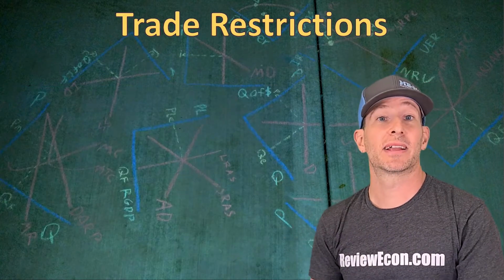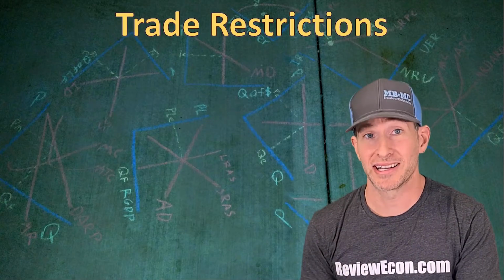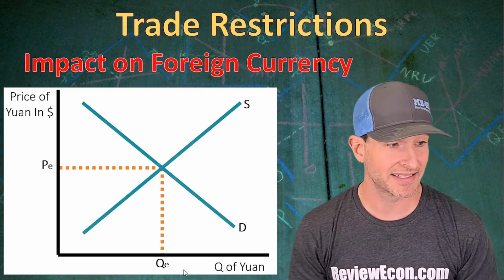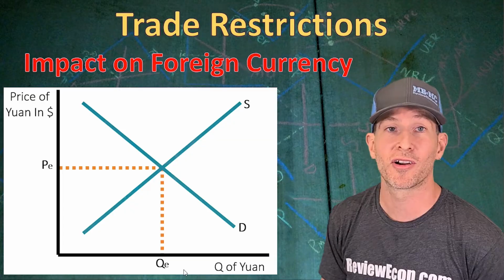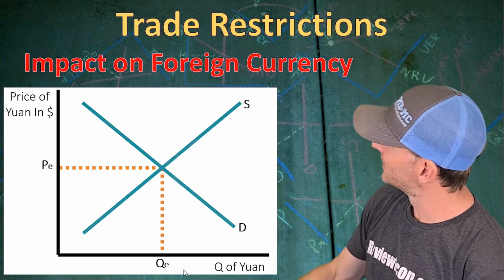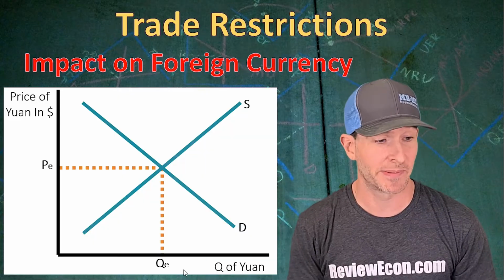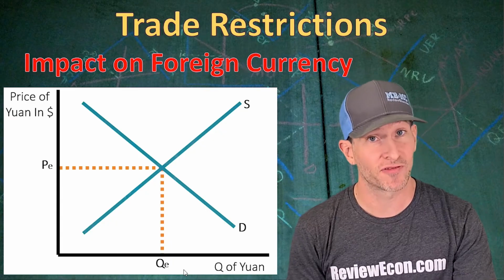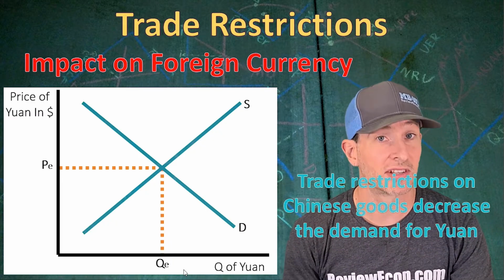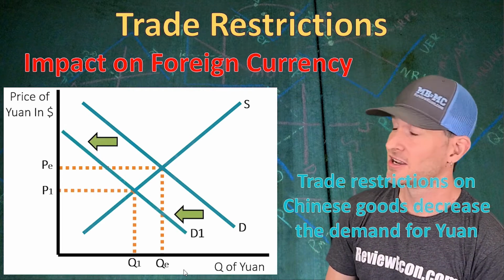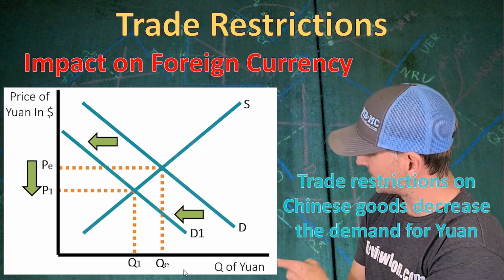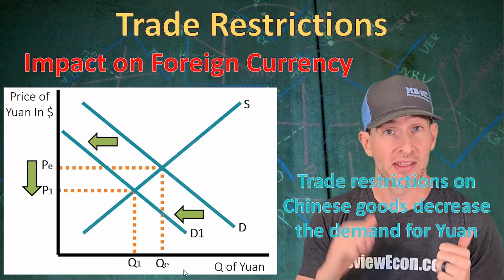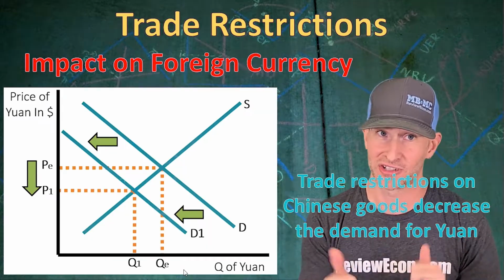On the flip side, we're going to take a look at the impact on the foreign currency here, in this case, the Chinese yuan. So here we have a foreign exchange market for the Chinese yuan. We have quantity of yuan on the x-axis there, and we have the price of yuan in US dollars on the y-axis. Again, we have a downward sloping demand curve, upward sloping supply curve, and the equilibrium exchange rate and quantity marked. Since those trade restrictions are going to reduce the amount of exports from China, that means that the demand for Chinese yuan is going to decrease, shifting that demand curve to the left, causing that equilibrium exchange rate to decrease. That means the Chinese yuan has depreciated. Whenever one currency appreciates, the alternative currency depreciates, and vice versa.